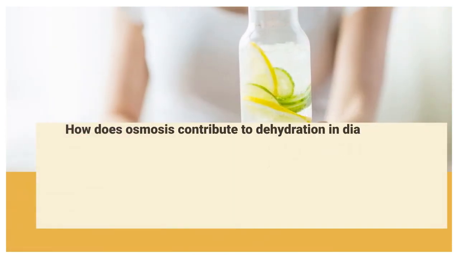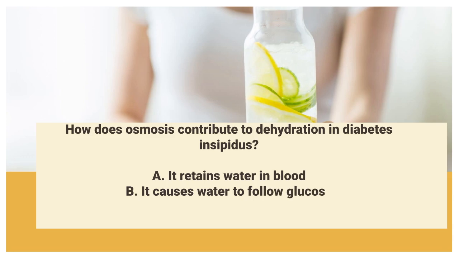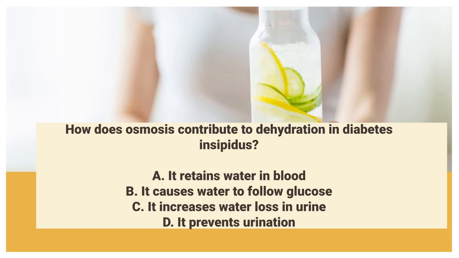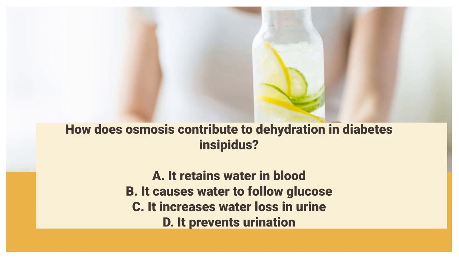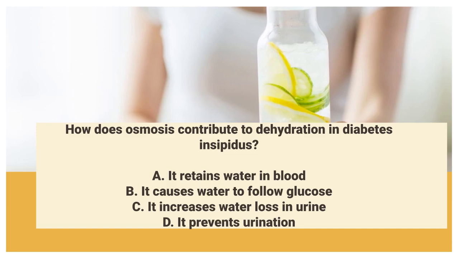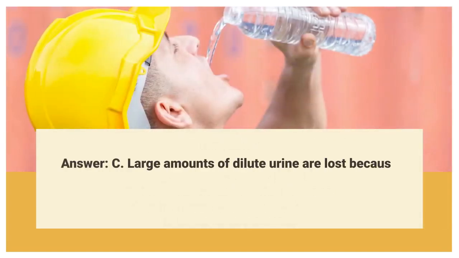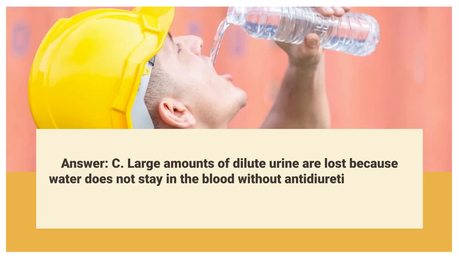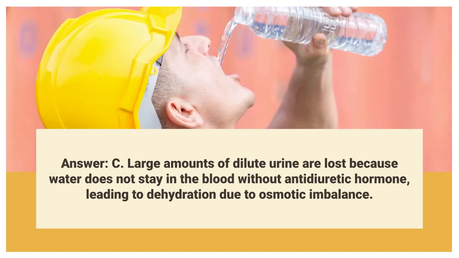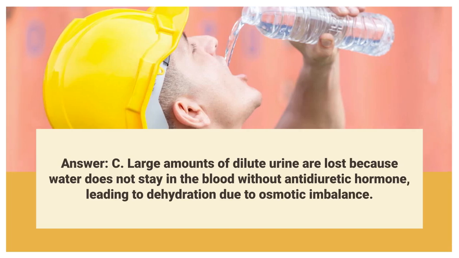Next question. How does osmosis contribute to dehydration in diabetes insipidus? It retains water in blood. It causes water to follow glucose. It increases water loss in urine. It prevents urination. The correct answer here is C. Large amounts of dilute urine are lost because water does not stay in the blood without antidiuretic hormone, leading to dehydration due to osmotic imbalance.